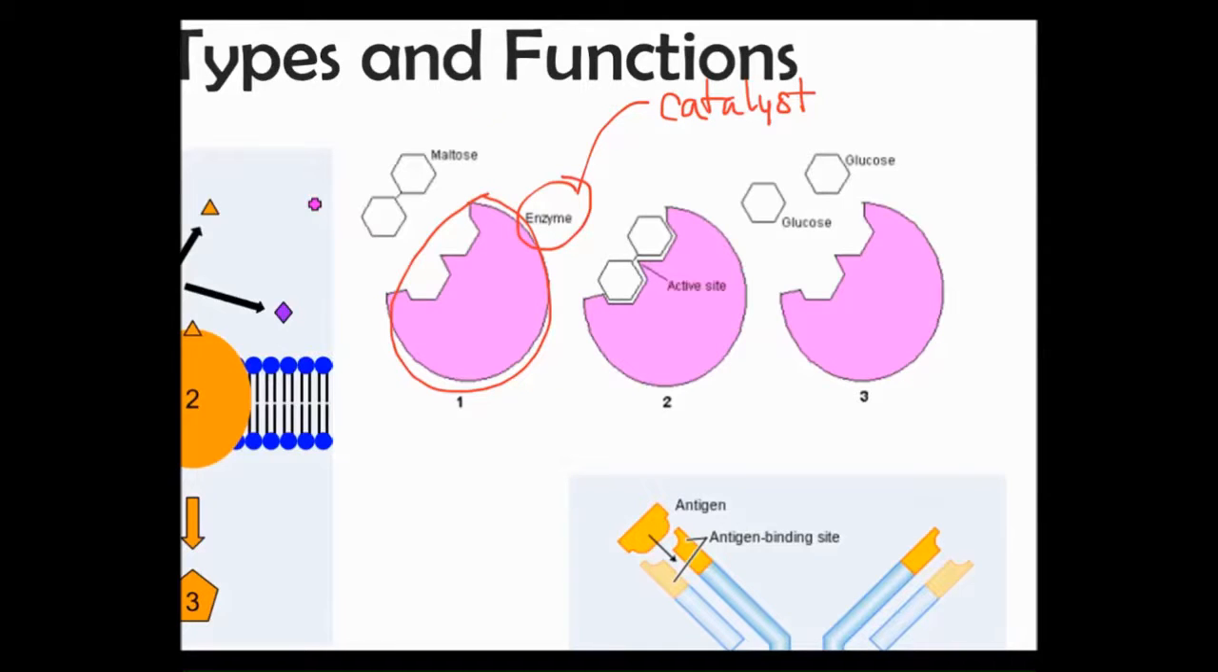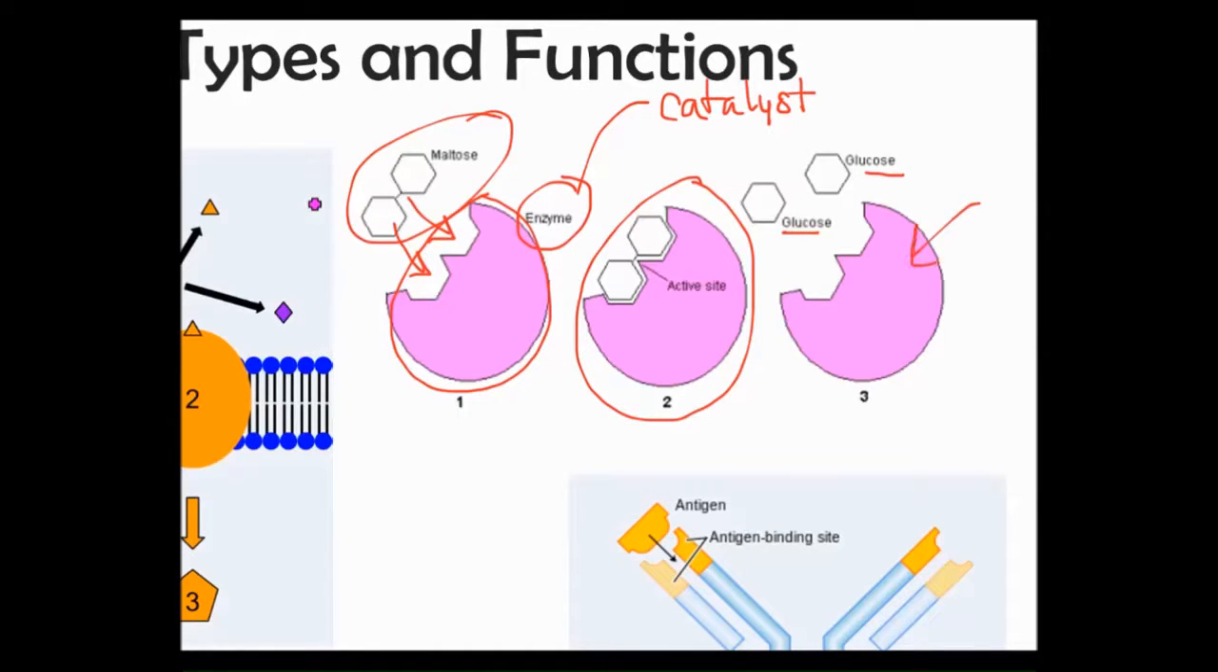And what's happening is that this substance right here, maltose, is binding with our protein, which is shown here in this panel. And the chemical reaction that occurred is that maltose was split into two things, glucose and another glucose. You'll notice that our enzyme here in purple didn't change at all, and that means that this enzyme can be used again. So that's another important function of proteins, is to act as an enzyme.